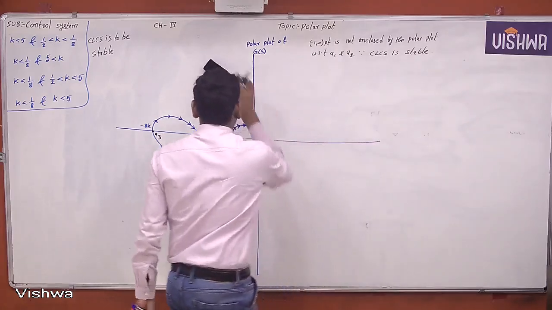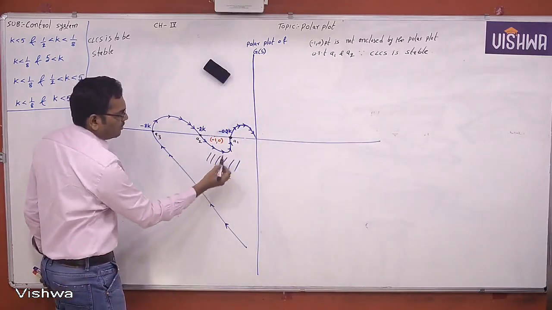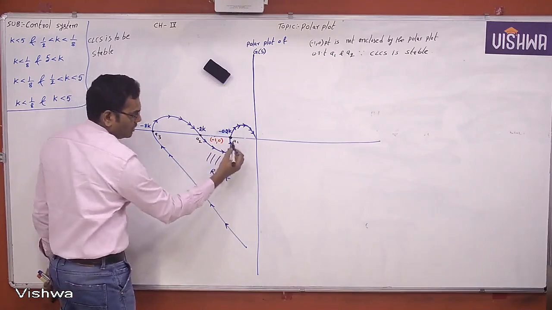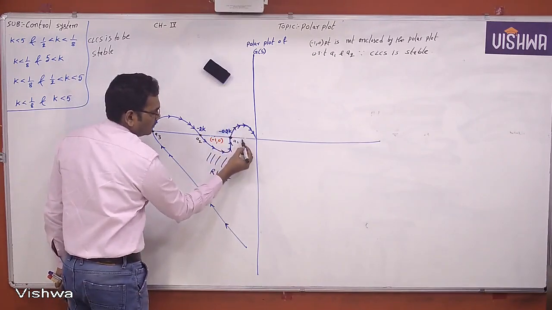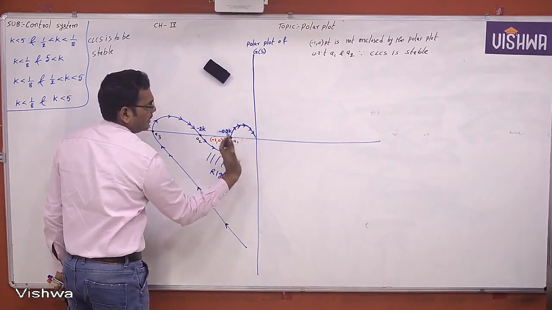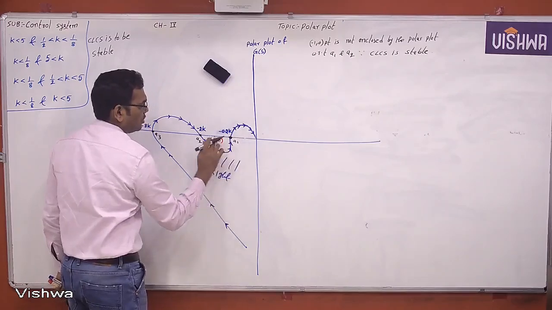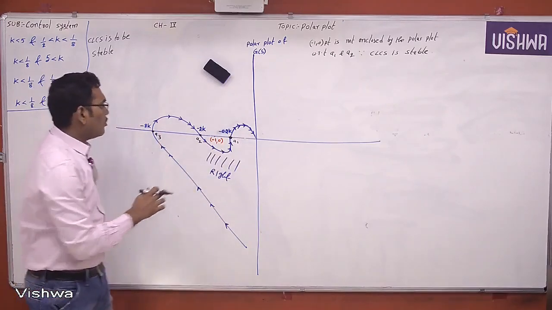So, if you substitute the -1 comma 0 point here, no, it is enclosed. See here, this is the direction. If you substitute the -1 comma 0 point on the right hand side, it is enclosed, unstable. So, not enclosed, only then stable, right? So, what is the condition here now?